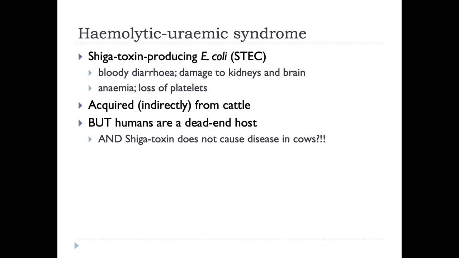The primary way in which humans catch this is from cattle, either from eating cattle products, burgers and so forth, or occasionally indirectly because crops have got contaminated with cow feces. But we're a dead end host, so this disease doesn't transmit from one human to another. The principal cause of the disease, this Shiga toxin, as it's called, is produced by these strains. It doesn't actually cause disease in cows.